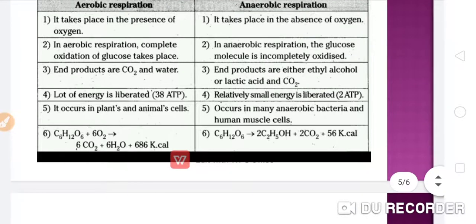Now the fourth one: a lot of energy is liberated, that is 38 ATPs, but here relatively small energy is liberated, that is 2 ATP. ATP means adenosine triphosphate, and the energy is stored inside our body in the form of ATP. It occurs in plant and animal cells, and in many anaerobic bacteria and human muscle cells. And the equations are given here, you can see both sides of the equations.